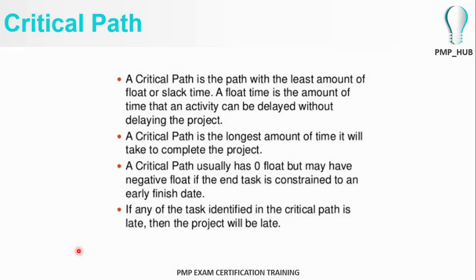One of the key tools used for developing the schedule is the critical path method. Let us try to understand what a critical path is. A critical path is a path where the least amount of float and slack time is available. If you remember, under the sequence of activities process, we discussed and defined what float and slack time are. So we usually take the critical path as the path where the float is 0, where there is minimum float or no float at all.